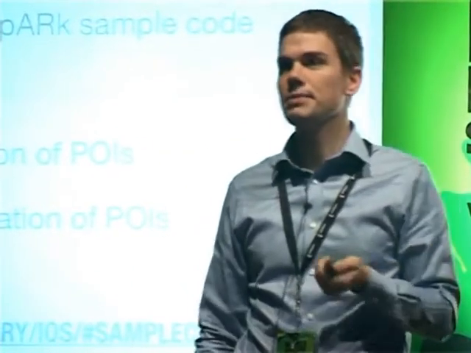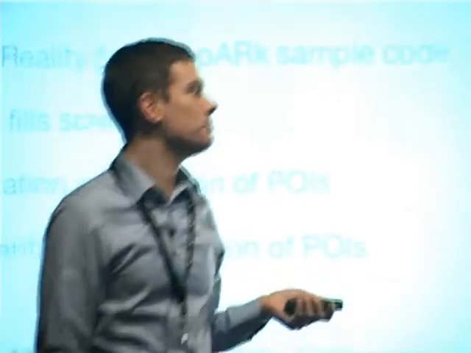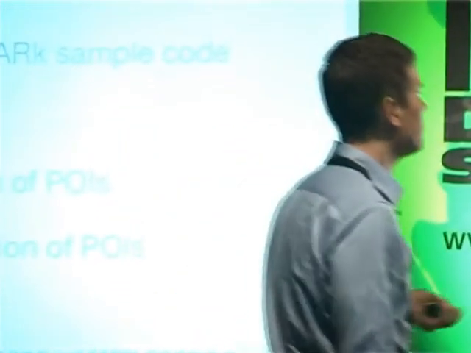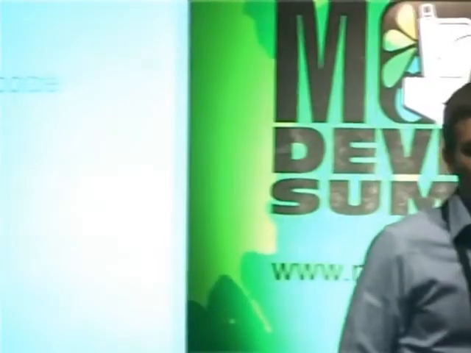So we're going to talk about some augmented reality basics. We're going to use some very recent sample code from Apple, frankly because it's better than the sample code that my friend and I wrote before Apple wrote theirs. So the idea is that live video fills the screen, and we figure out the device's location versus the location of a series of points of interest, POI. And then we figure out the device's orientation versus the location of those points of interest.